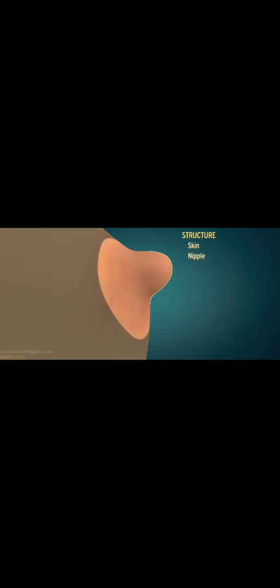Structure. The structure of the breast can be studied under the subheadings skin, parenchyma, and the stroma. Skin. Skin covers the entire mammary gland. It presents the following features. Nipple. Cone-shaped projection of the skin of the breast is called nipple.